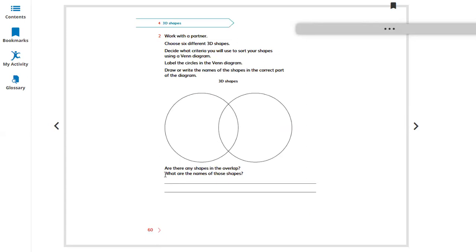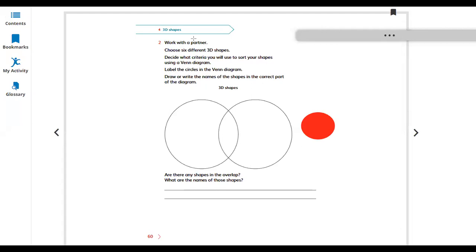here. After this, are there any shapes in the overlap? What is overlap? Overlap means you have a shape down. I'm making a sphere down and I made one more shape on it. So this is called overlap. It means overlap. And just change the color. So down we have a sphere and we make up a cuboid. So this is called overlapping.